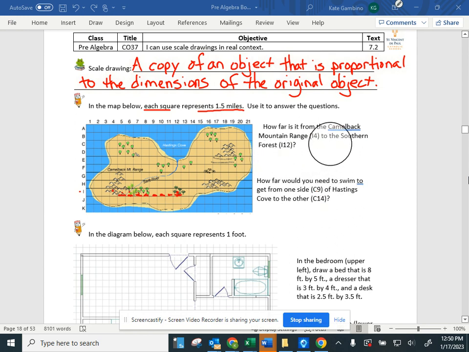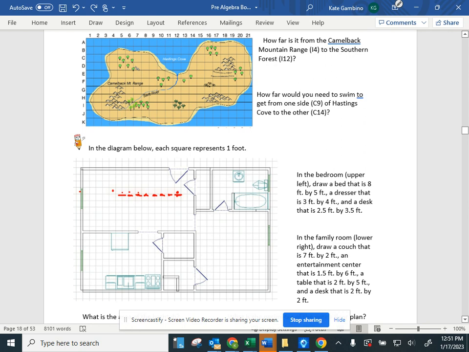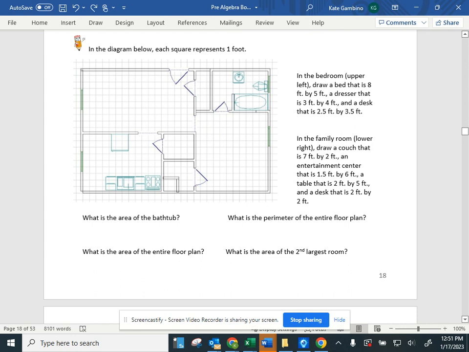But the next one, if I remember correctly from last year, was a little bit trickier because we have to do drawing. So in the diagram below, each square represents 1 foot. So you're going to have to draw in a bed that is 8 feet by 5 feet, a dresser that is 3 feet by 4 feet, and a desk that is 2.5 feet by 3.5 feet, and they all need to fit. So as you're drawing them in, you need to draw them in a way where they all fit.